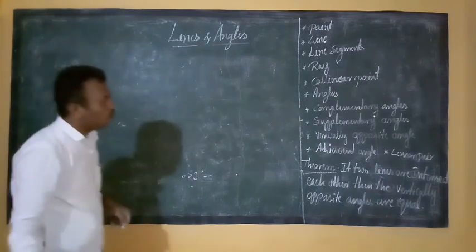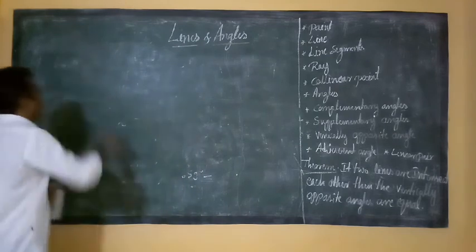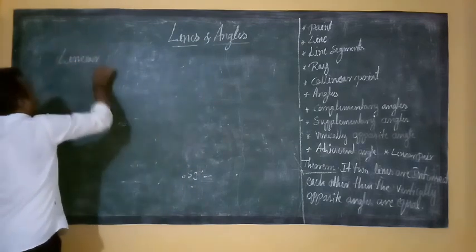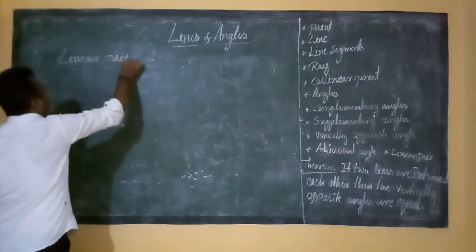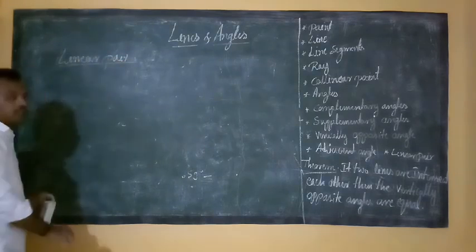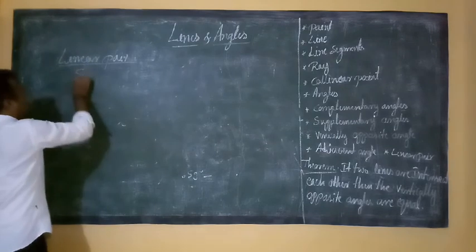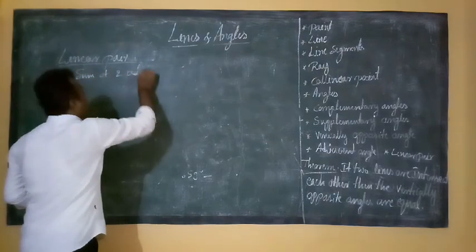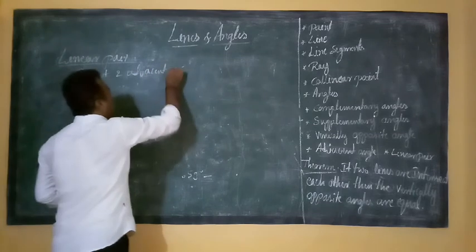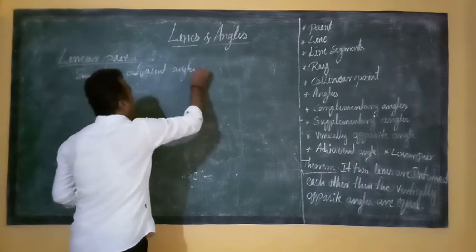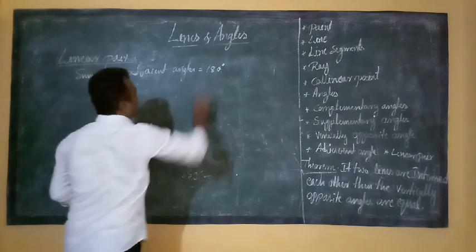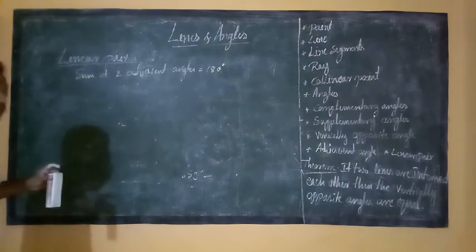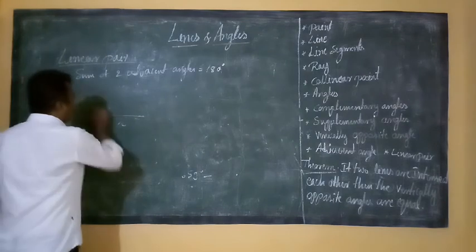What is the next one? Linear pair. Linear pair means the sum of two adjacent angles equal to 180 degrees. The sum of any two adjacent angles equal to 180 degrees forms a linear pair. I will show one example.